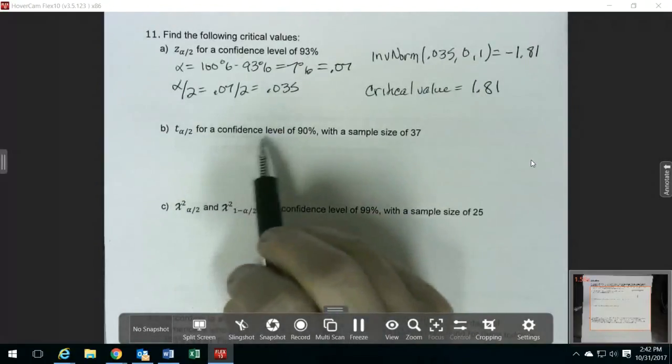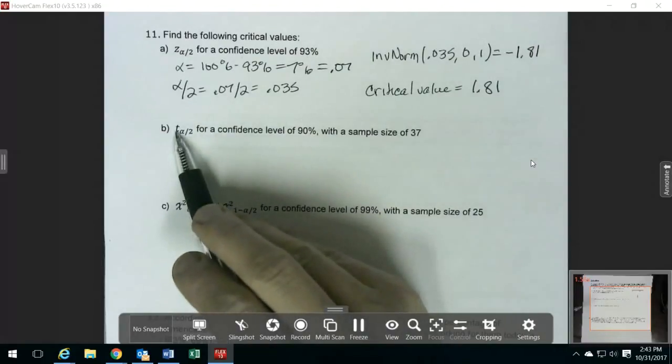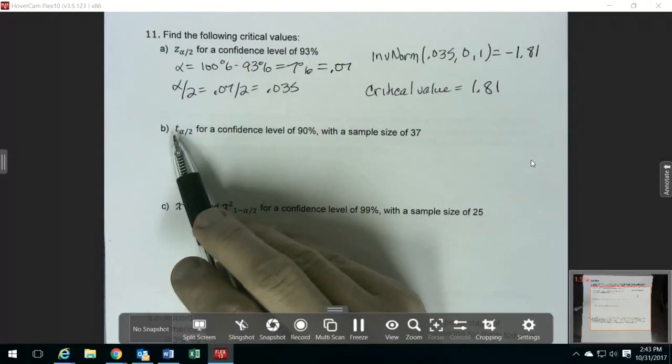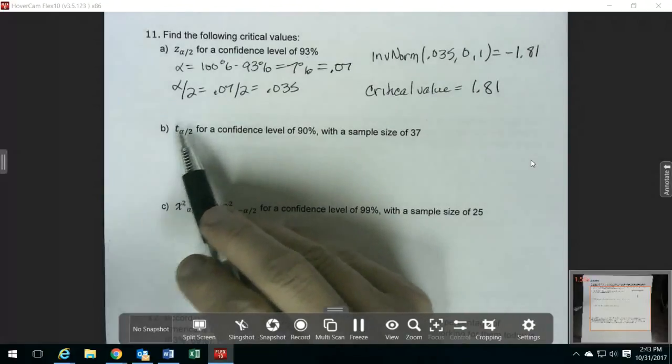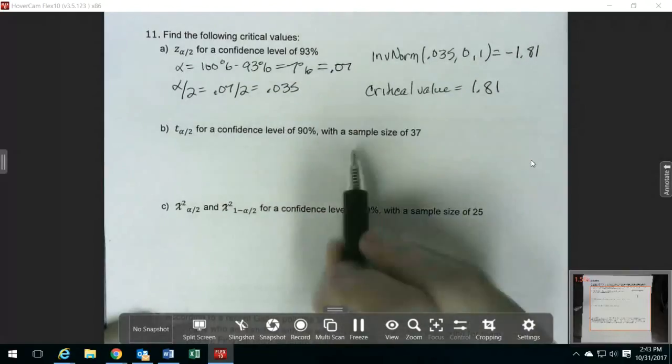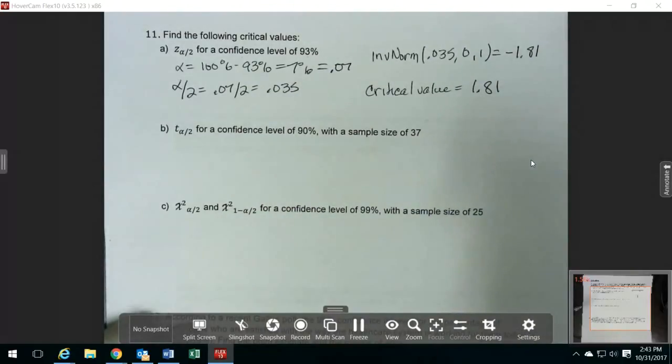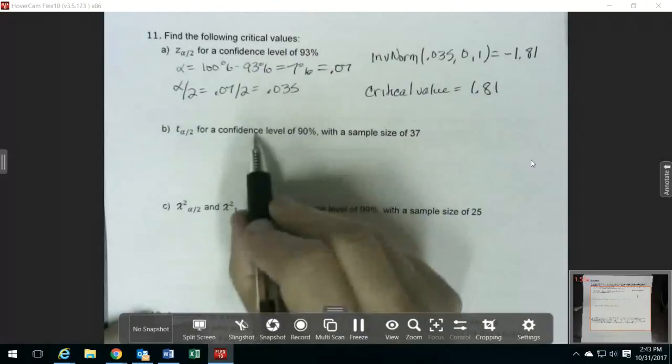This next one asks for a critical value, but this is for a t instead of a z. T's change with the sample size. So these ones you can't just have written down a bunch of standard values because there aren't any standard values. So this one you have to calculate every time. We start the same way though.